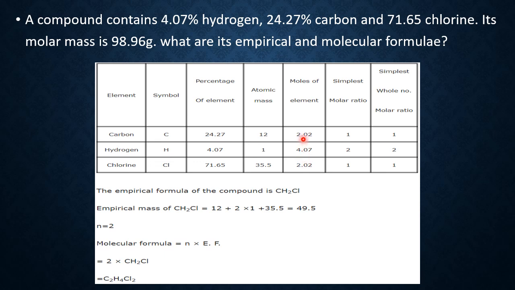Because these are fractions, to get whole numbers we do the following. Divide by the smallest of these values, which is the simplest one you select. With that number you divide, and here are the answers: approximately 1, approximately 2, approximately 1. That means there is one carbon, two hydrogen, and one chlorine. This is the simplest ratio of the atoms. Simplest ratio means what? Empirical formula.